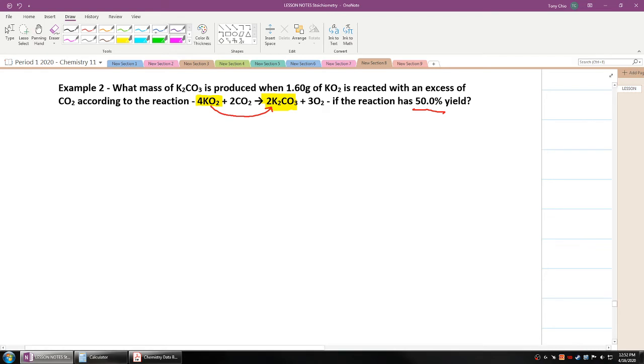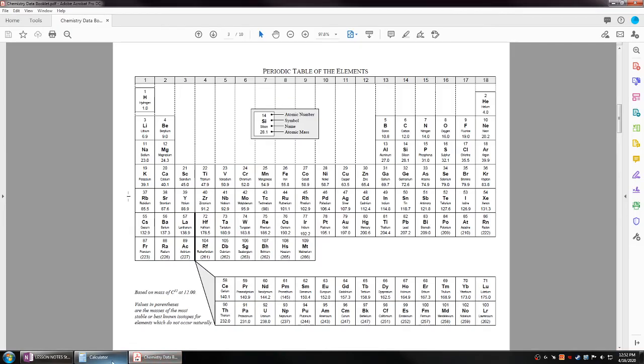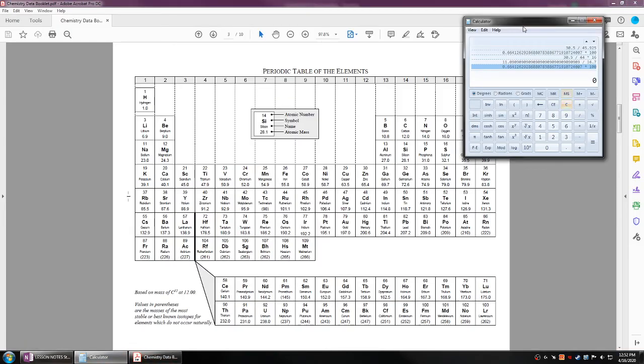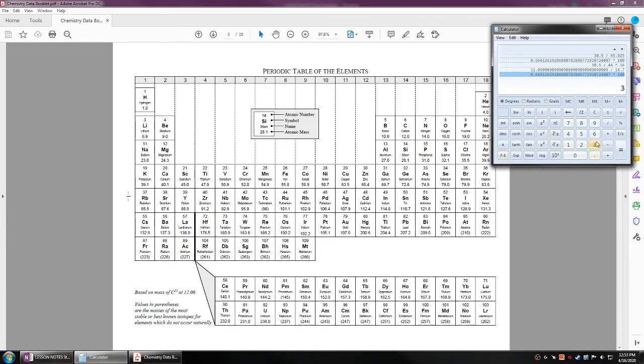So let's find out. If I have 1.60 grams times, this time, the molar mass of KO2. If you look at the periodic table, K is 39.1 plus O2 is 32, so we have 71.1.